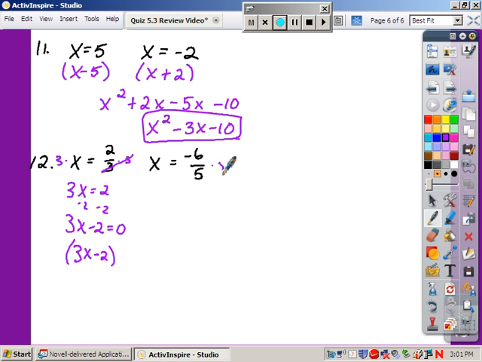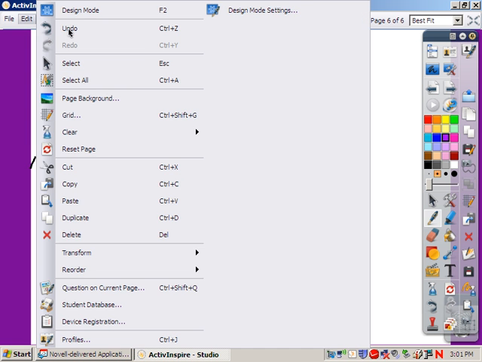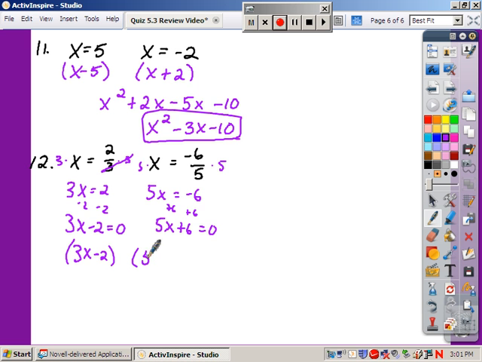This one, multiplied by 5. Now you got 5x equals negative 6. Add the 6 both sides, and you got 5x plus 6 equals 0. This is our factor, 5x plus 6. So we're not done. We did a little bit more work this time, but we're not done yet. We do have to do FOIL.